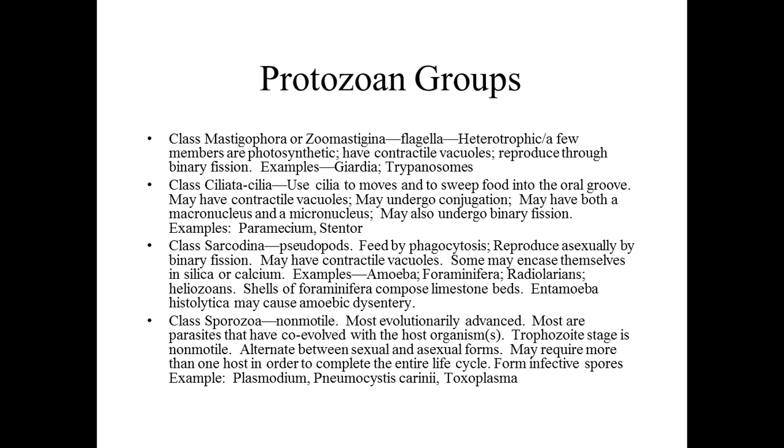All right, so those are our four main groups of protozoans. Animal-like, single-celled eukaryotes. And this next slide is a little video clip.